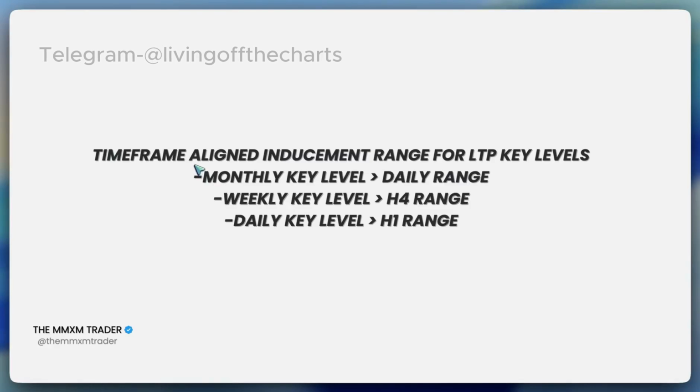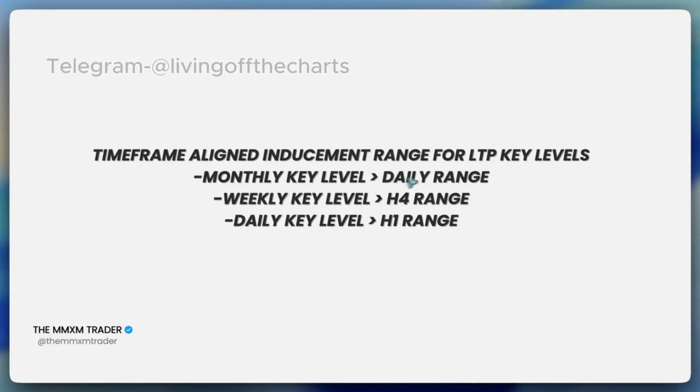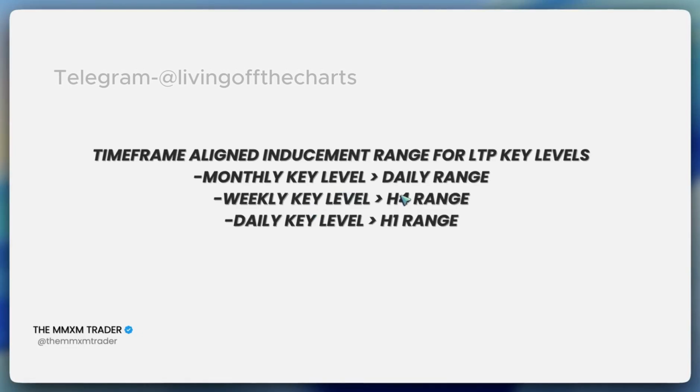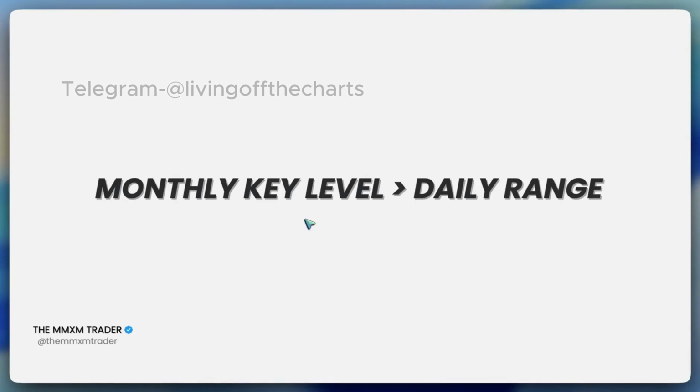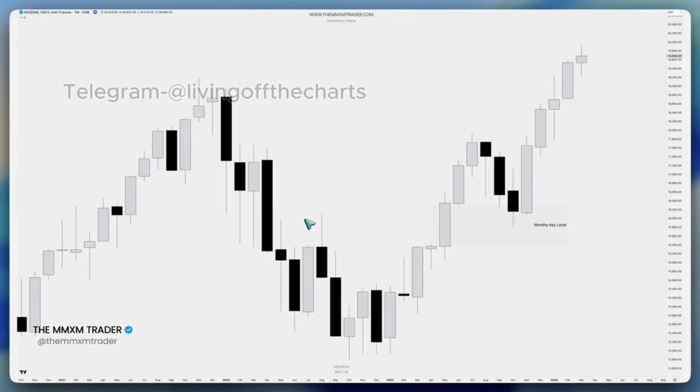Okay, so the time frame alignment for the range for LTP key levels. When we're looking at a monthly key level, we want to see a daily range to pair with the monthly key level. When we're using a weekly key level, we want to use a H4 range to pair with the weekly key level. Daily key level, we use a H1 range to pair with it. So let's first start off with a monthly key level to a daily range.